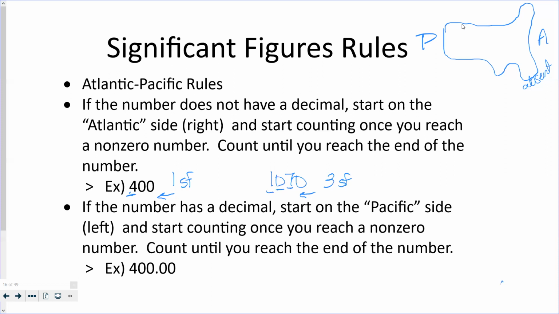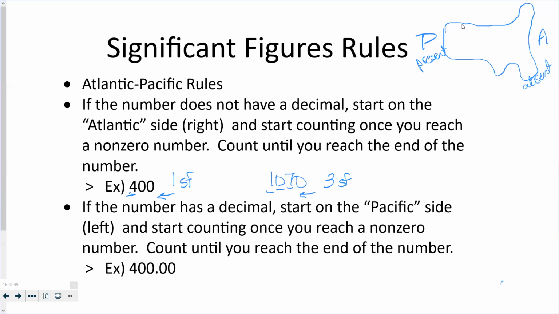Then what if there is a decimal point? If the number has a decimal point, we say that the decimal point is present. We start on the Pacific side of the number. So we start at the left of the number and we read the number from left to right. And yet again, we start counting once we reach a non-zero digit, and we count every digit until the end of the number once we've started counting.